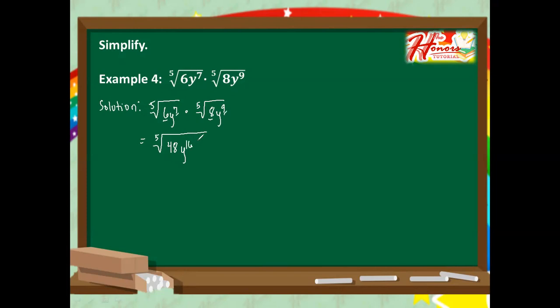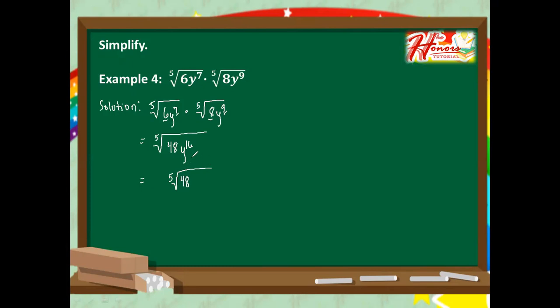Let's see if we can still simplify the numerical coefficient of y, which is 48. So in this case, if we factor 48, sadly, there's no factor of 48 that when you raise to 5 and multiply to another number that is equal to 48. So that is not possible. So in this case, 48 will remain inside the radical symbol. Don't forget 5 here as our index.